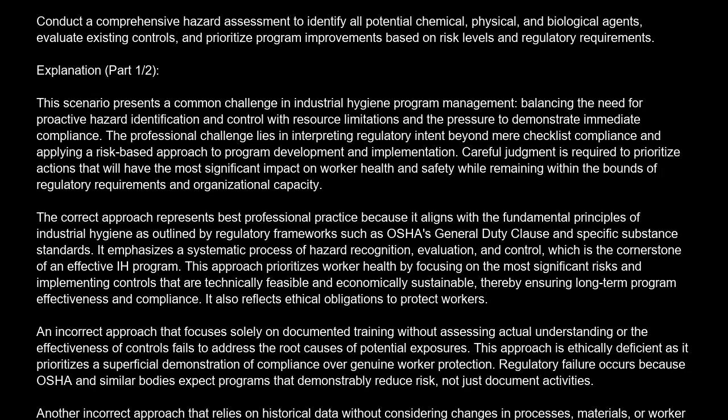The correct answer is A. Conduct a comprehensive hazard assessment to identify all potential chemical, physical, and biological agents, evaluate existing controls, and prioritize program improvements based on risk levels and regulatory requirements. Explanation. This scenario presents a common challenge in industrial hygiene program management, balancing the need for proactive hazard identification and control with resource limitations, and the pressure to demonstrate immediate compliance.